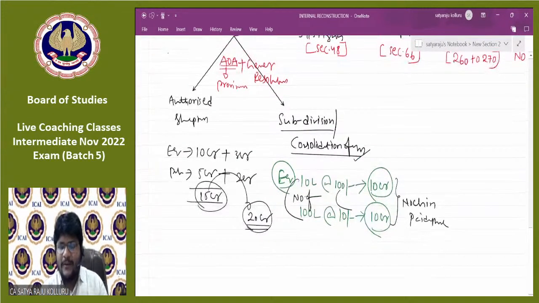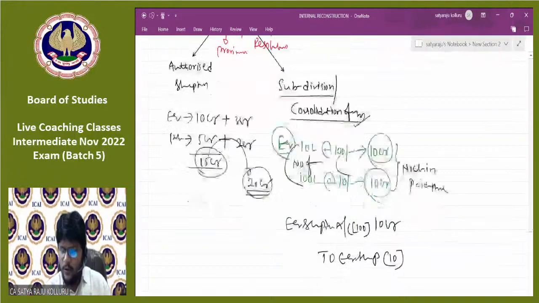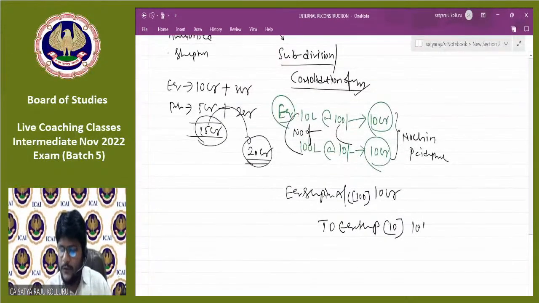Sir, at the time of subdivision or consolidation of shares, what is the journal entry we are going to pass? Equity share capital account debit 10 crore, in bracket face value 100 rupees, which is going to be cancelled, to equity share capital account, 10 rupees face value, which we are going to introduce.